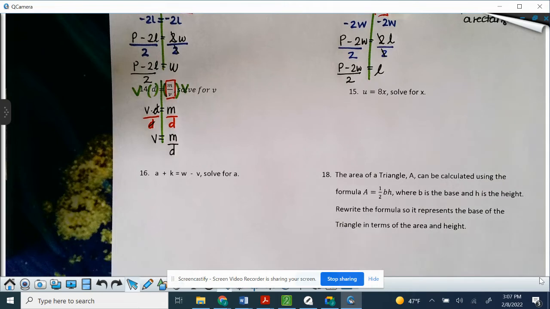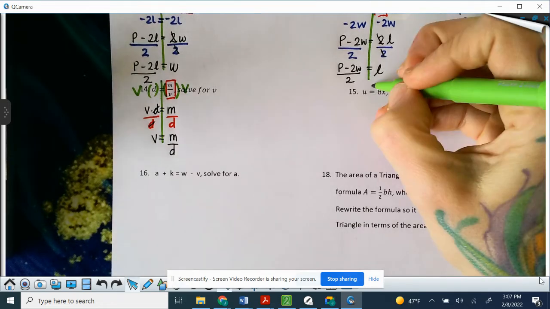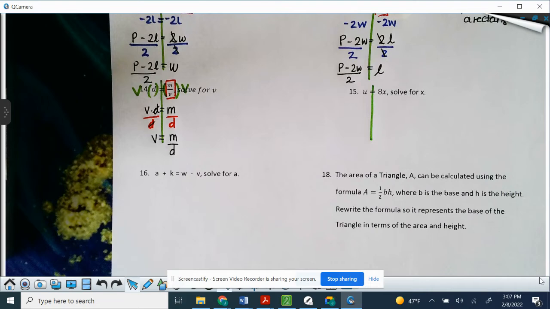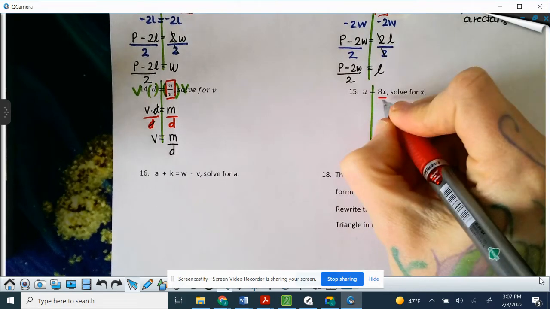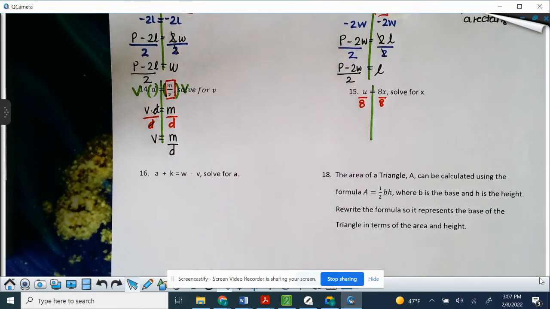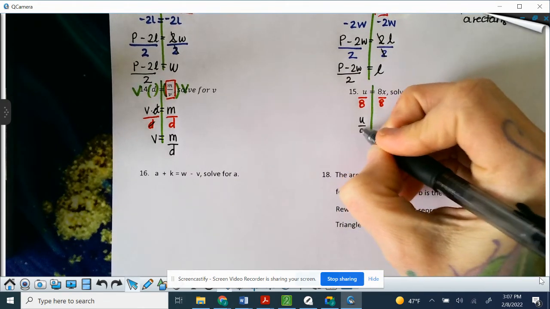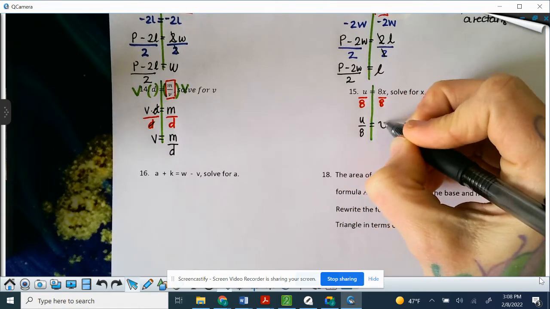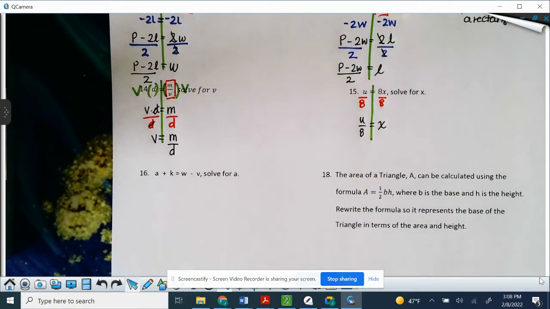Number 15, I think it's pretty easy, especially after these last ones. Solving for X. When it says X, most of us don't panic. That is 8 times X. And the inverse of multiplication is division. So we're going to divide both sides by 8. So I'm going to have U over 8 equals X. Is X by itself? Indeed it is. So you are good to go on that guy as well. Pretty simple on that one.